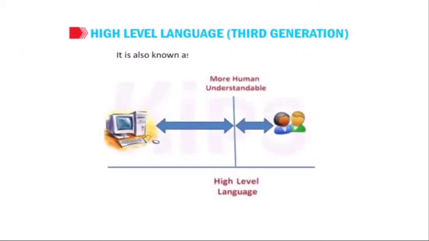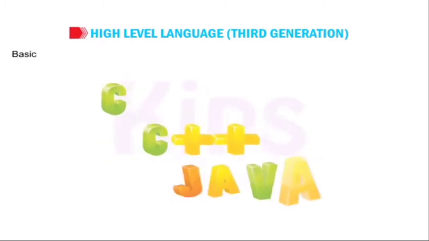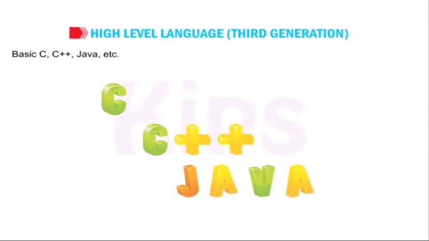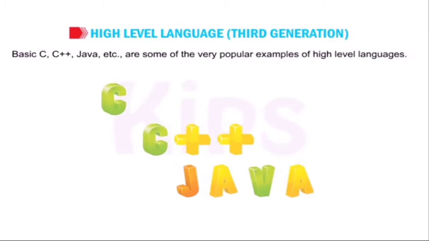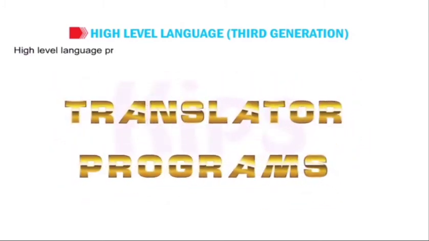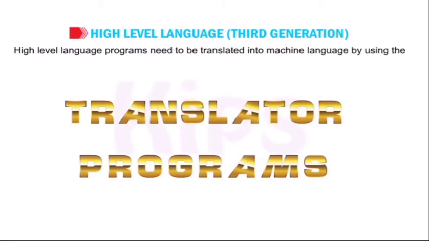It is also known as high-level language, HLL. High-level language is quite similar to the English language. Basic, C, C++, Java, etc. are some of the very popular examples of high-level languages. High-level language programs need to be translated into machine language by using the translator programs.